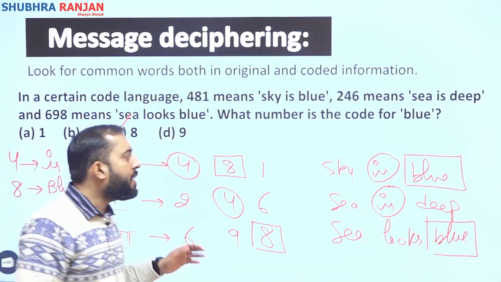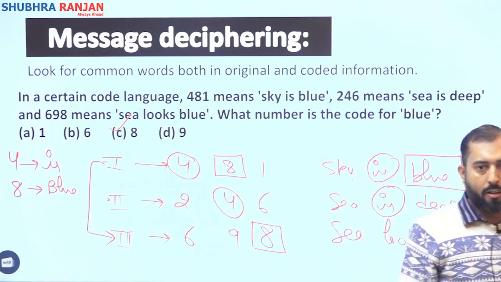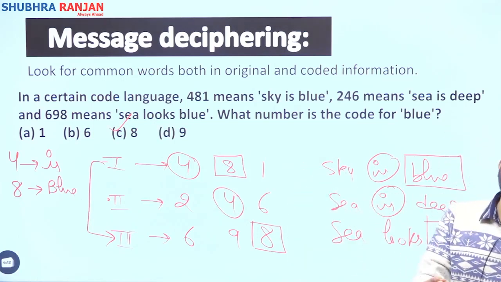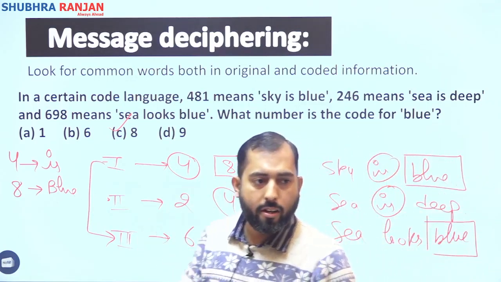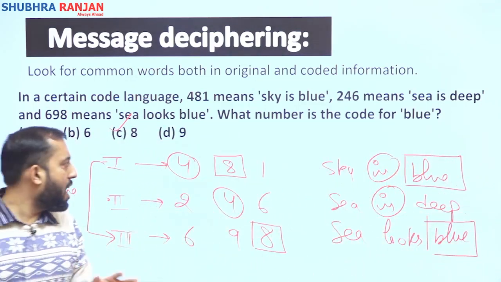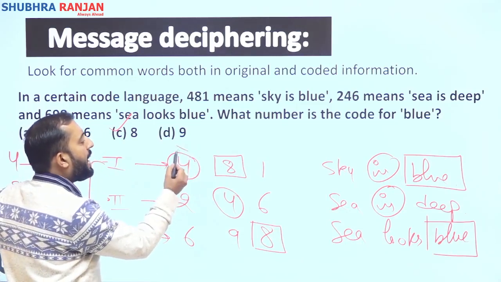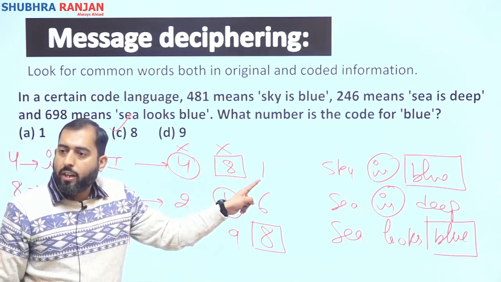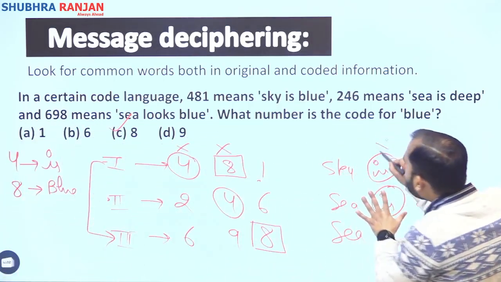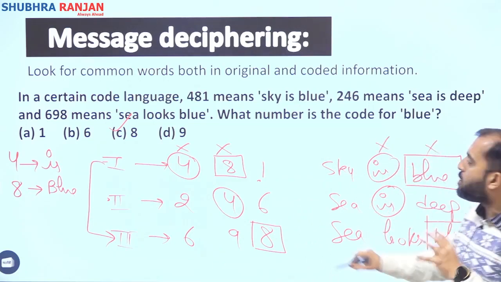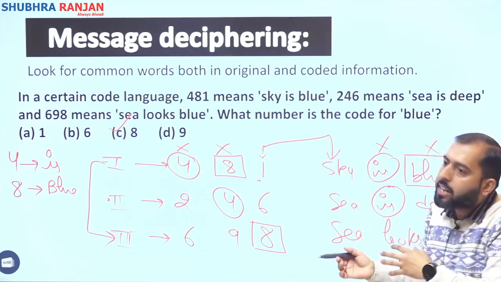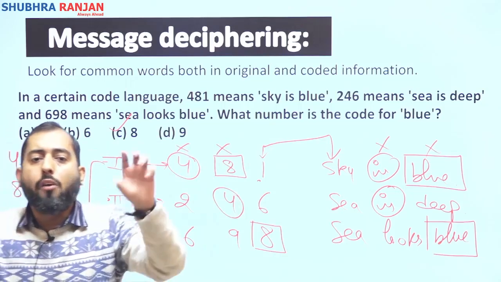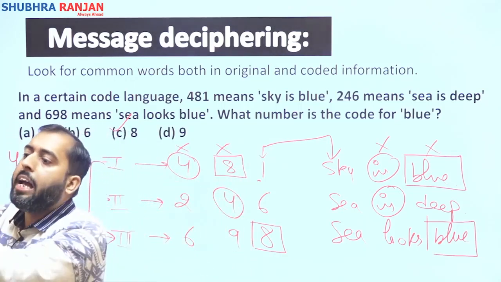Done. Now, what is the code for 1? In this question, 1 is the digit used for which word? Yes. Because 4 has been utilized already. 8 has been utilized already. So we are left with 1 only. On the other side, one word has been utilized. Blue has been utilized. So obviously, 1 and sky are related to each other. 1 is the code for sky. And in these cases, order of word doesn't matter. They can appear in any order.